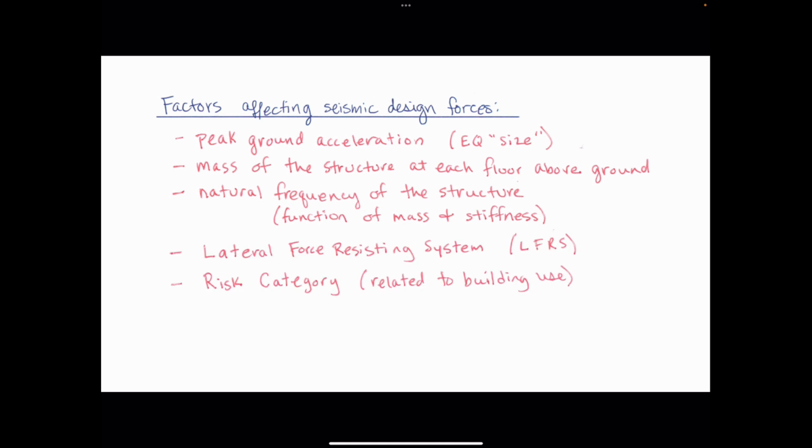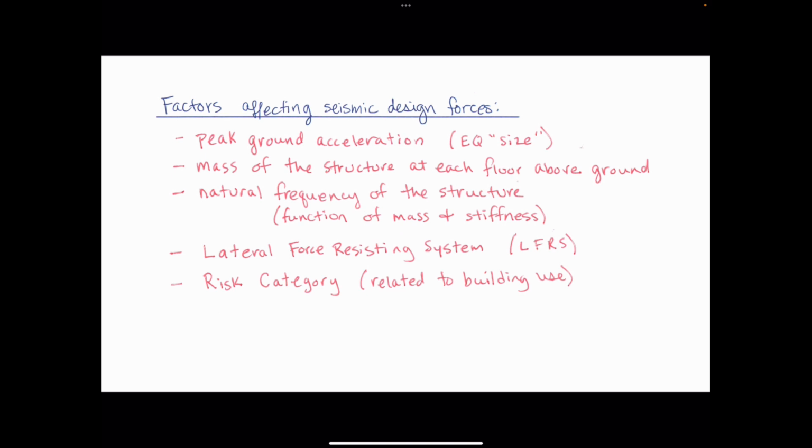And then the lateral force resisting system plays a big role in determining the magnitude of design forces from earthquakes. So this is where we're going to be seeing more talk about braced frames, moment frames, and shear walls, and not just which category your LFRS is in. Those are the three main categories, but what type of shear wall, what type of braced frame, what type of moment frame is it, what material is it made out of? All of those things will have a big role in the magnitude of those forces.